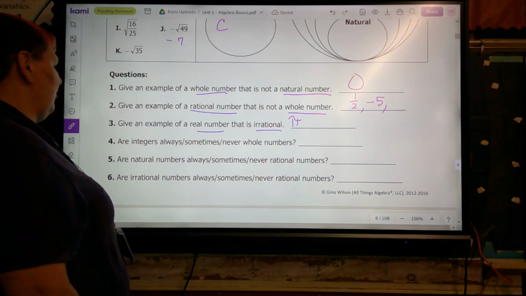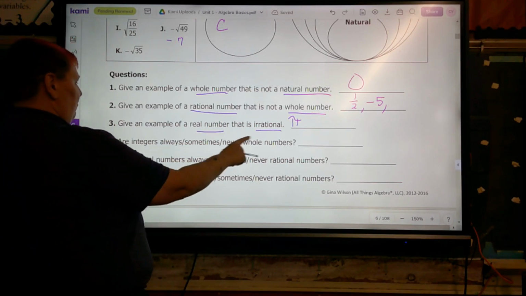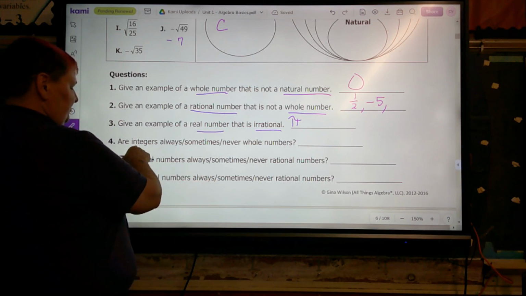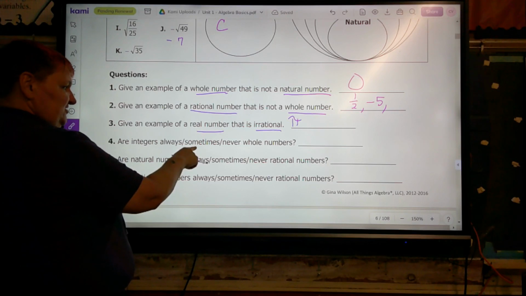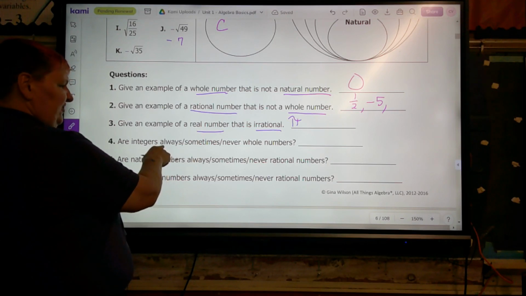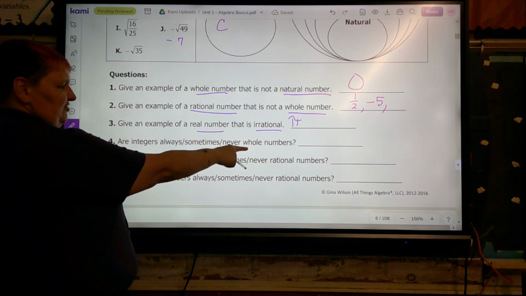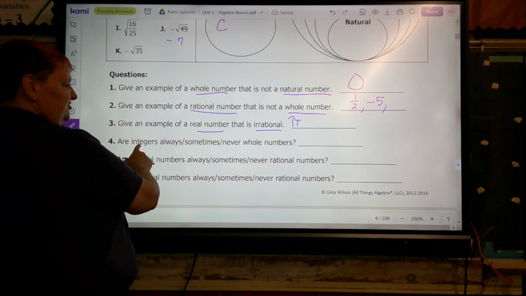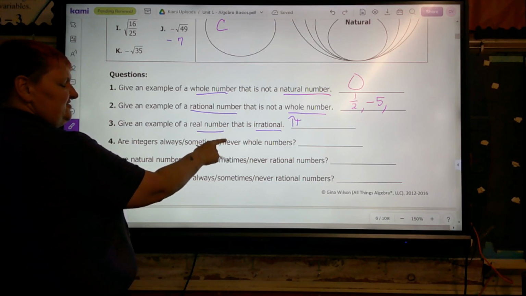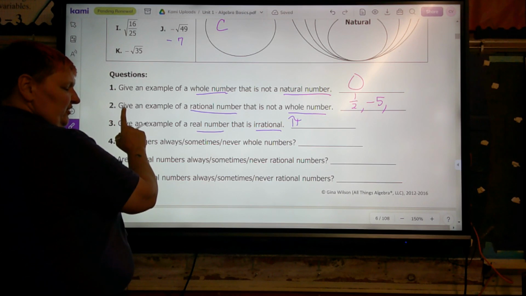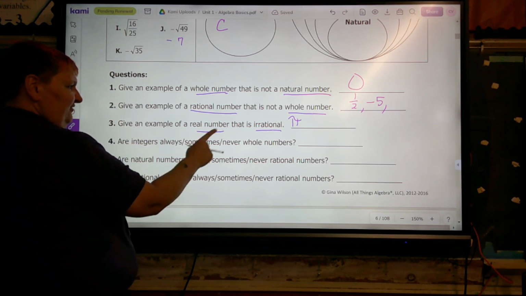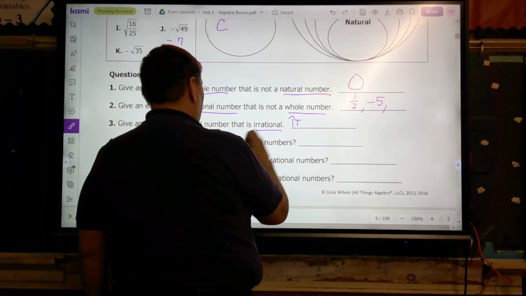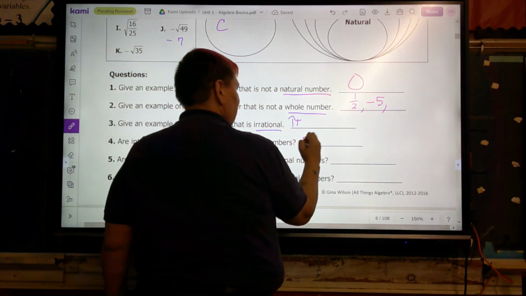Are integers always, sometimes, or never whole numbers? Integers are sometimes whole numbers, right? They're not always whole numbers, because integers include negative numbers, and negative numbers aren't whole numbers. Integers are not never whole numbers, because integers also include 1, 2, 3, 4, 5, and whole numbers include 1, 2, 3, 4, 5. So sometimes.